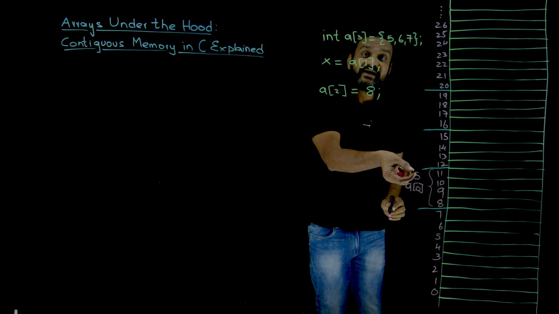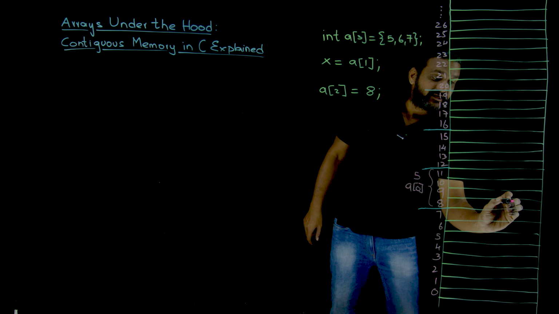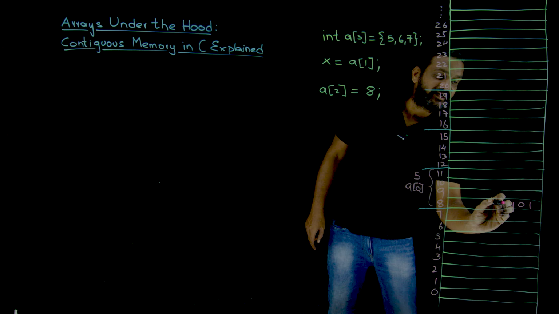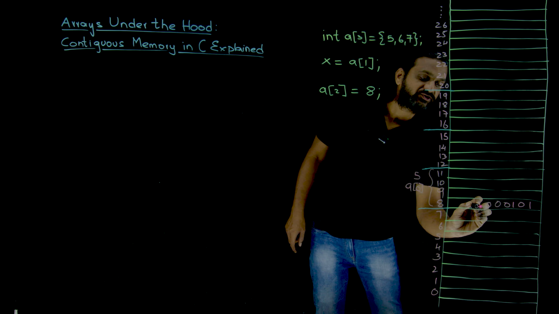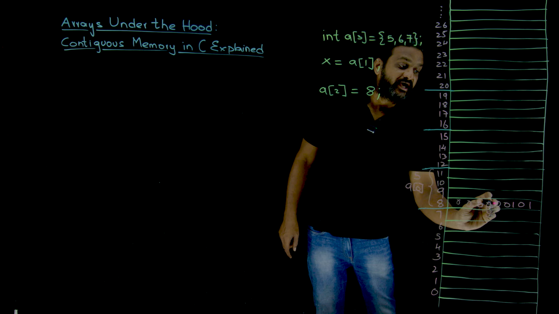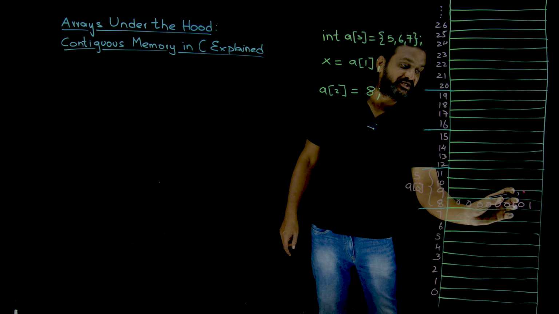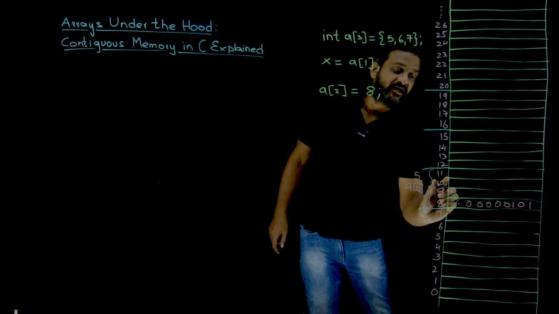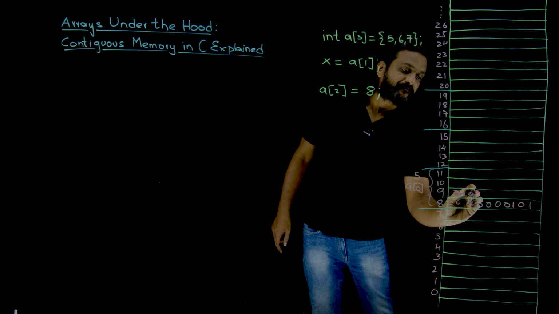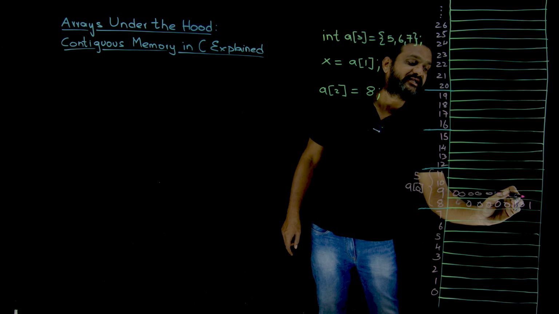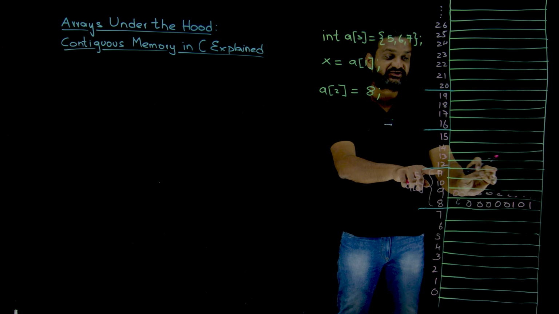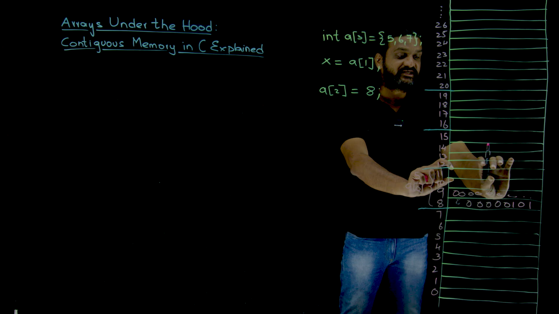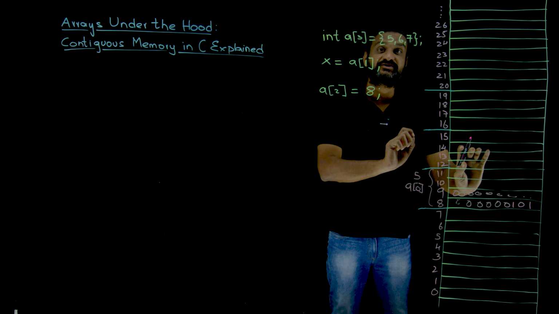Now how will this 5 get stored? In binary, it is 101, and the remaining bits are all zeros. So the remaining bytes will also be allocated with zeros. You just understand this, all these spaces will be filled with zeros.